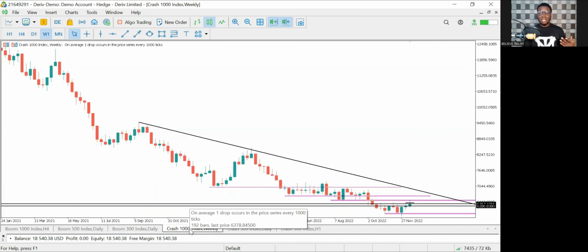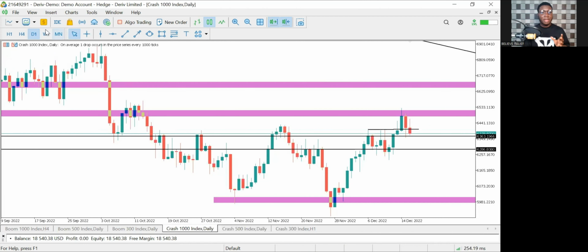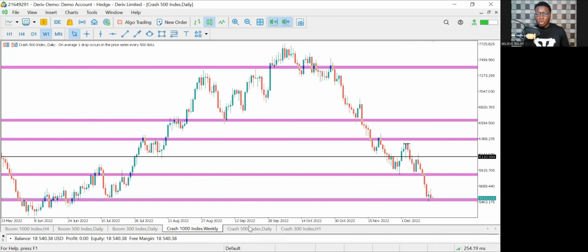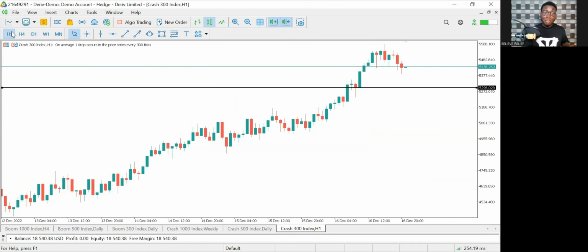Next up is Crash 1000. Right now, it's kind of shady, but it bought. Let's move on. Crash 500 has been selling. If you didn't back this, I don't know what else you are doing. This market has been giving us blue on blue.